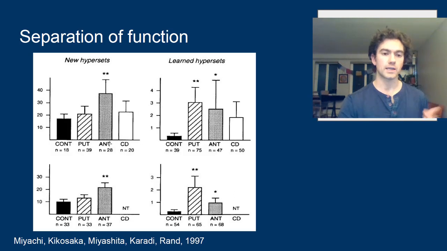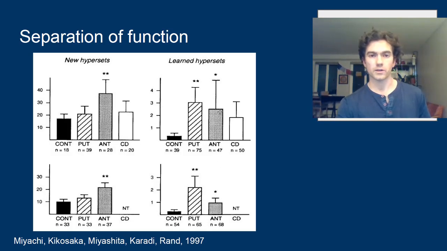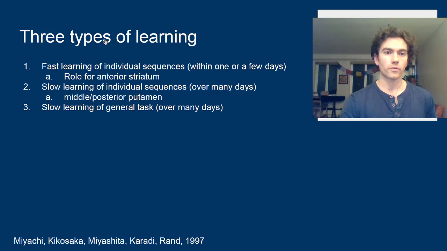By contrast, inject the anterior striatum, both the caudate and the putamen, and you can see an increase in errors for new hypersets, and you do see an increase in errors for the learned hypersets as well, but the effect is a little bit more modest. So overall, going back to our three types of learning, that fast learning of individual sequences or new sequences, we can see that the anterior striatum is important, and then the slow learning of individual sequences, or maybe we should say the remembering of previously learned sequences, is supported by the middle or posterior putamen.